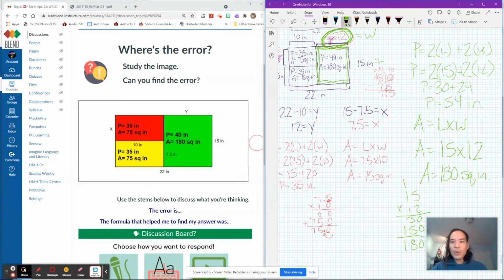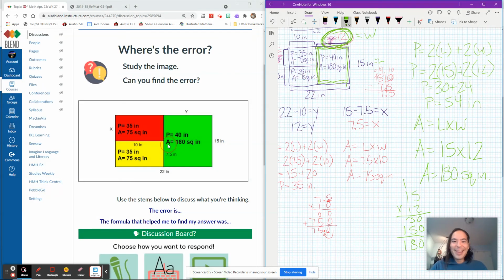So we found the error. The error is the green rectangle has a perimeter of 54 inches instead of 40 inches. The picture says 40 inches, but the calculation is truly 54 inches. So it should be 54 inches for the perimeter instead of 40 inches. I think I said that enough times.